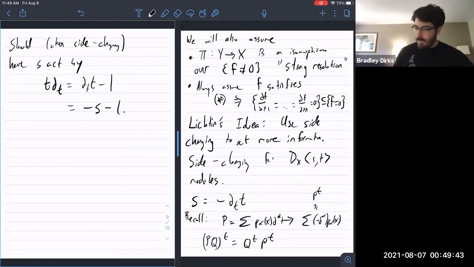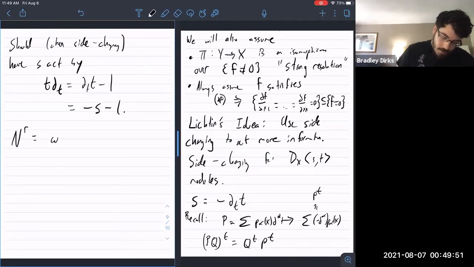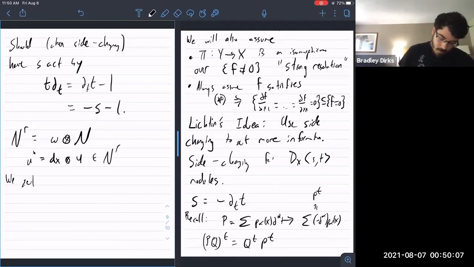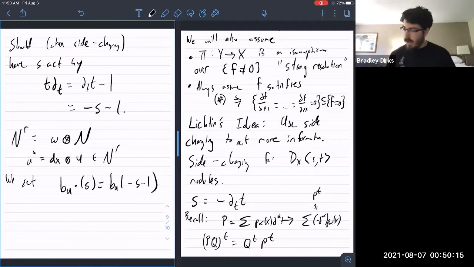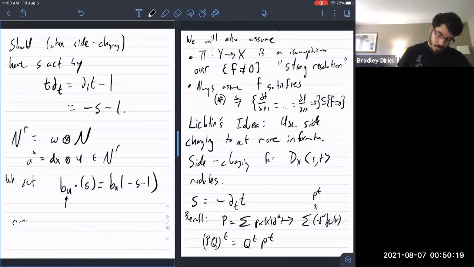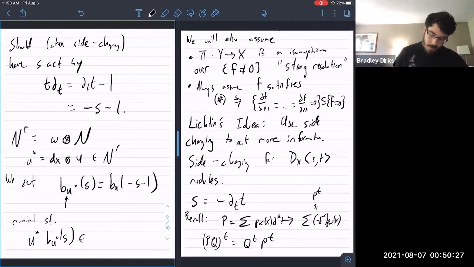All of this is just some sort of pedantic thing. If we look in the side change module, like N^r, which is omega tensor N, and we have some element u tensor this dx in N^r, which we'll call u star, then we get a relation: b_{u*}(s) is equal to b_u(-s-1), where this b_{u*} is minimal such that, right now we're in a right module, this should lie in u star times t times dx, where now we want s to act in this negative s minus 1 way on the u part.